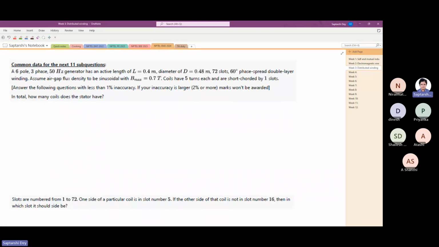So there is one set of data today, and based on that, some 11 questions are there which we will solve. All the formulae that are necessary for this problem are derived in the lectures. So for derivation, you can refer to the lectures.